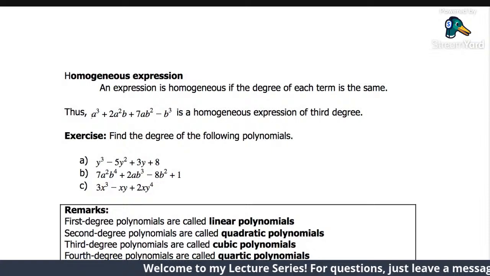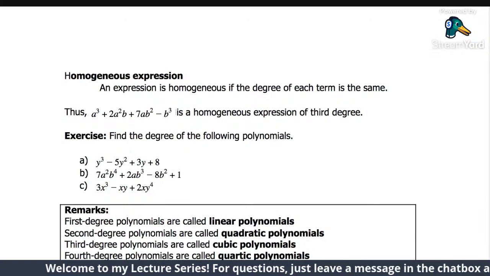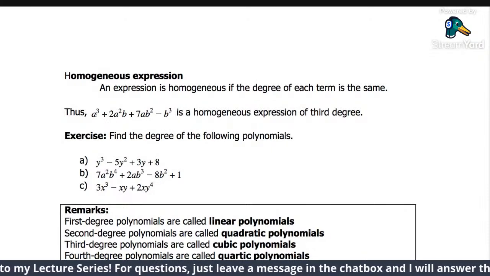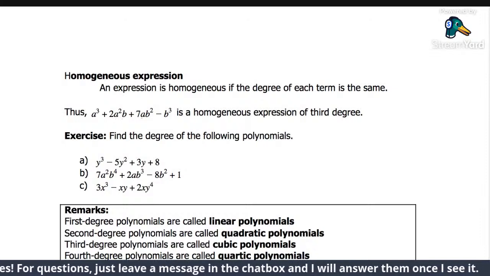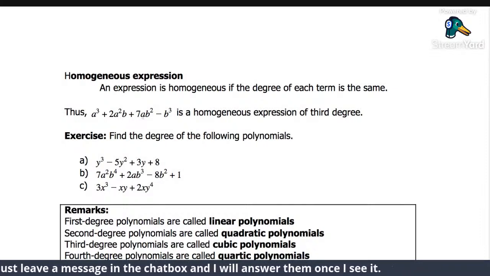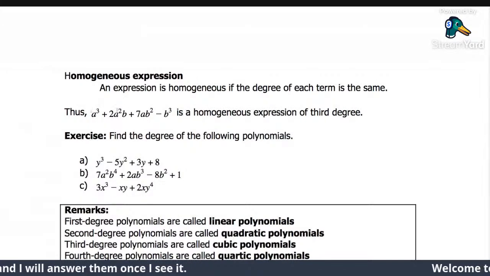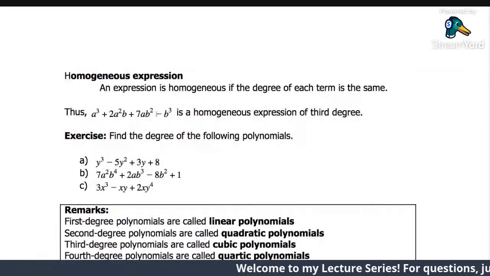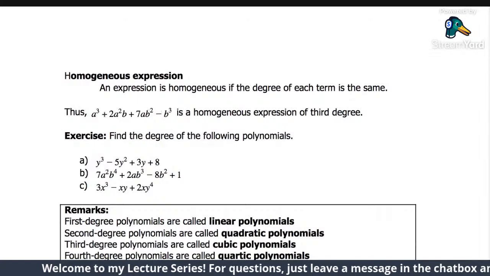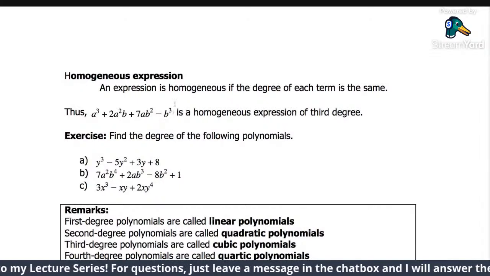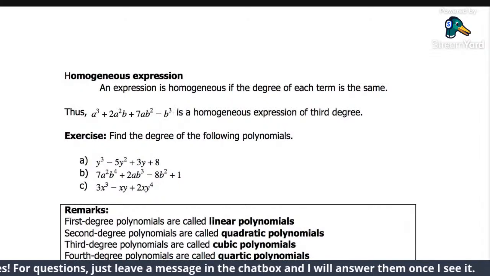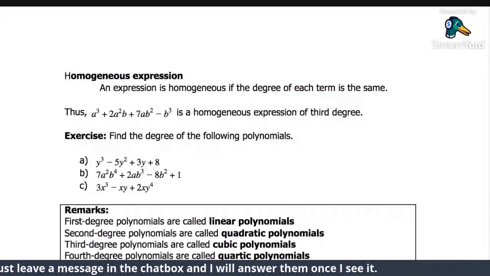So in this example, polynomial expression, we have a cubed plus 2a squared b plus 7ab squared minus b cubed. So we have four terms here. The degree of the first term is 3. The degree of the second term is also 3 because this is 2 plus 1. The degree of the third is also 3. It's 1 plus 2. And the fourth is also 3. So all those four terms have a degree equal to 3. So therefore, we call them homogeneous expression of third degree.